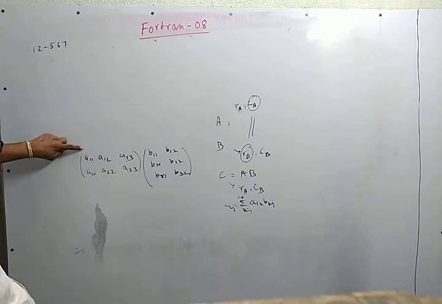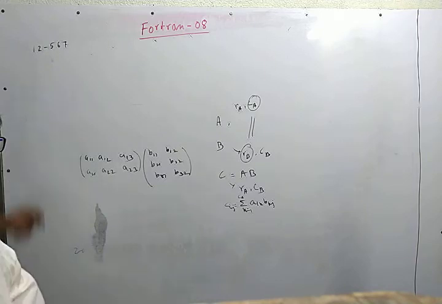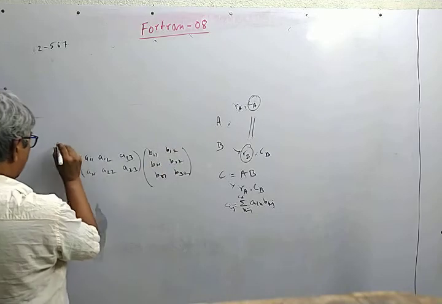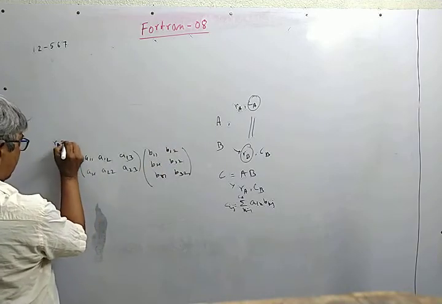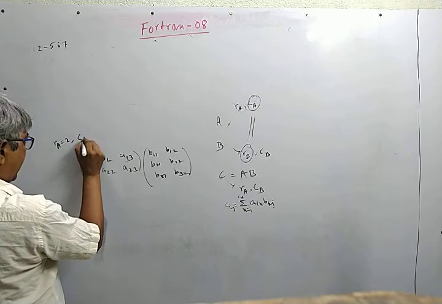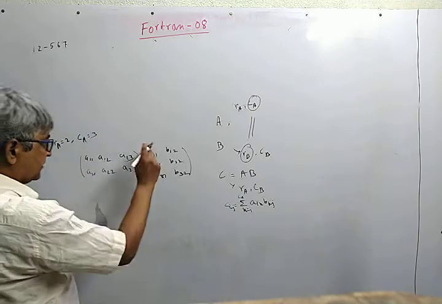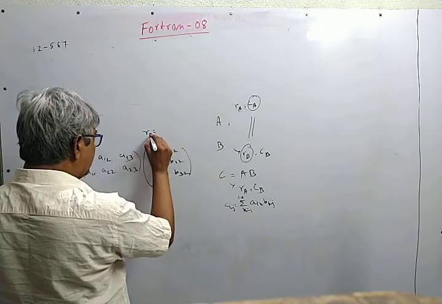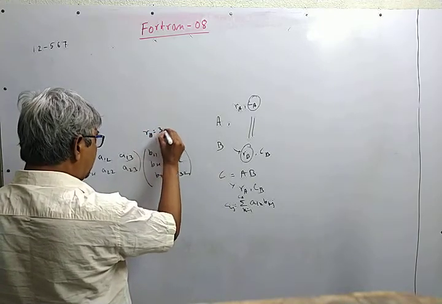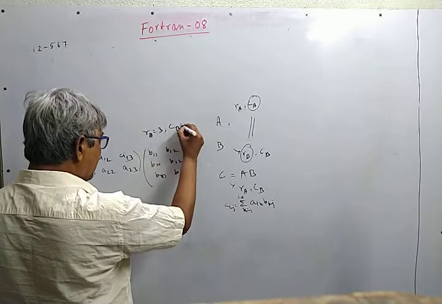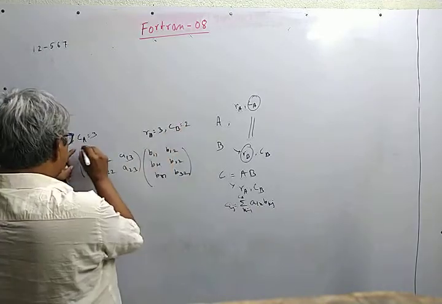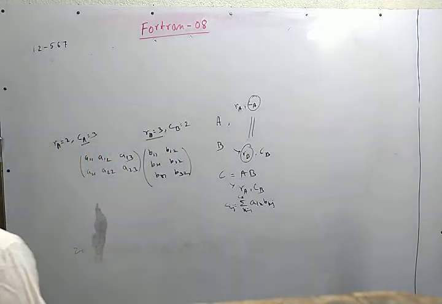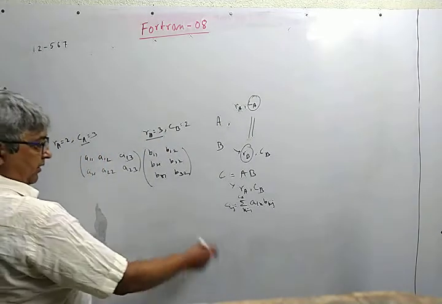So the number of rows is n. Sorry, Ra is equal to 2 and Ca is equal to 3 for this. Rb is equal to 3 and Cb is equal to 2. So since Ca is equal to Rb, the matrix product is possible.